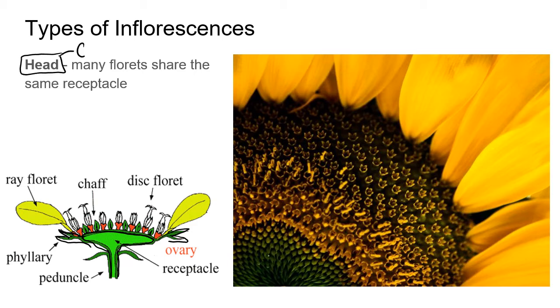You might also see it called a capitulum. Oh gosh, I'm going to spell this wrong. Capitulum? No, it's only one L. There we go. Okay, so it's a head or a capitulum, and that's many florets that are all attached to that same receptacle. So it's at the top of a peduncle, and then these structures that look like sepals are called phyllaries. So each one is called a phyllary, and together they make up something called an involucre.